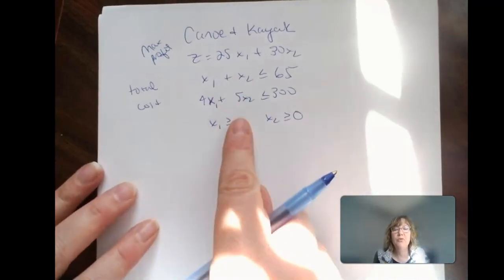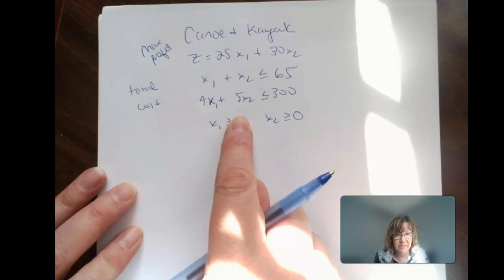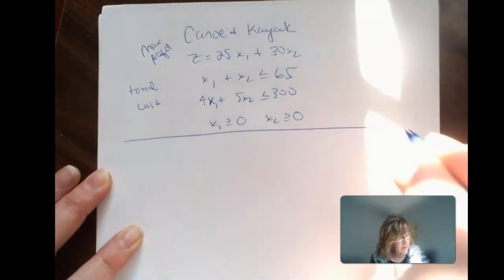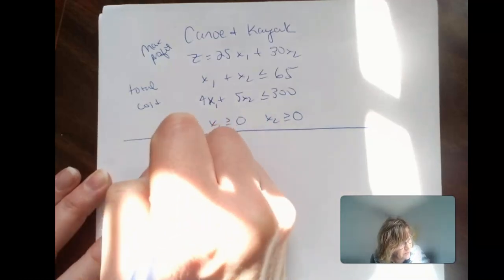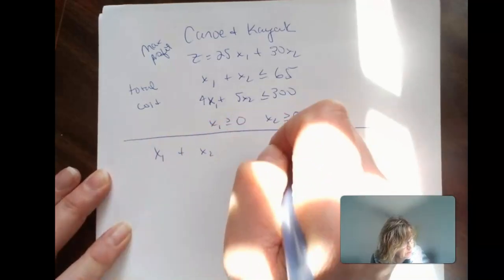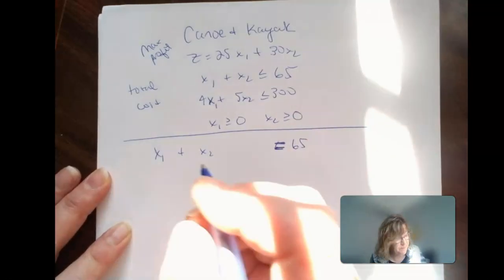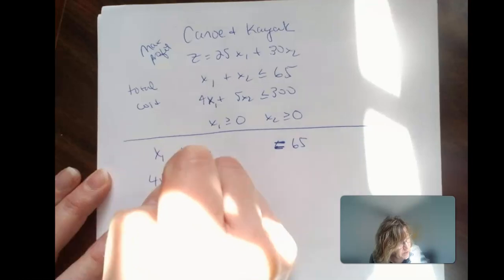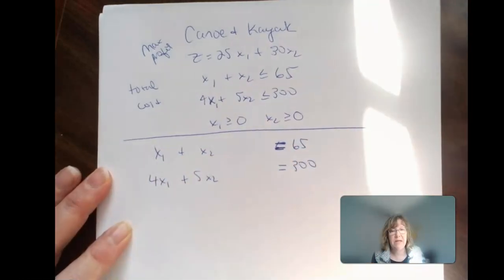All right, but instead of graphing it to get the corner points and making the chart, we're going to do the simplex method. So to do that, we're going to take our inequalities. We only have two of them here. So x1 plus x2, and we're going to leave a big gap, equals 65. We're going to turn it into an equation. And then 4x1 plus 5x2, leave a gap, that's 300, okay?